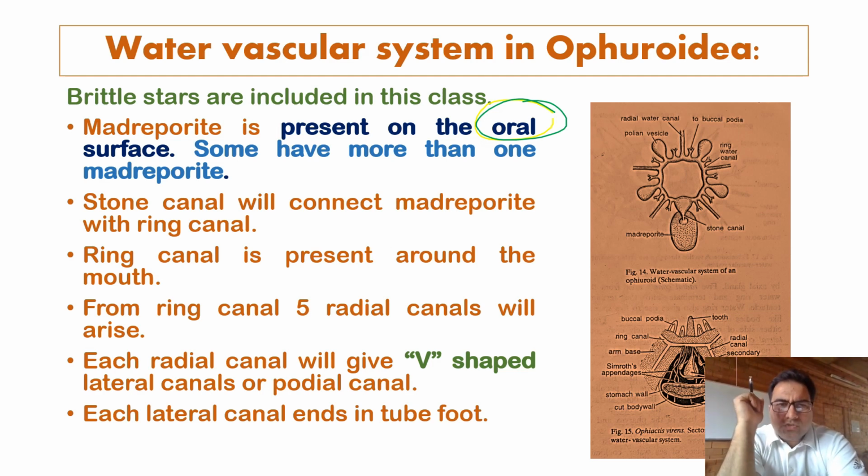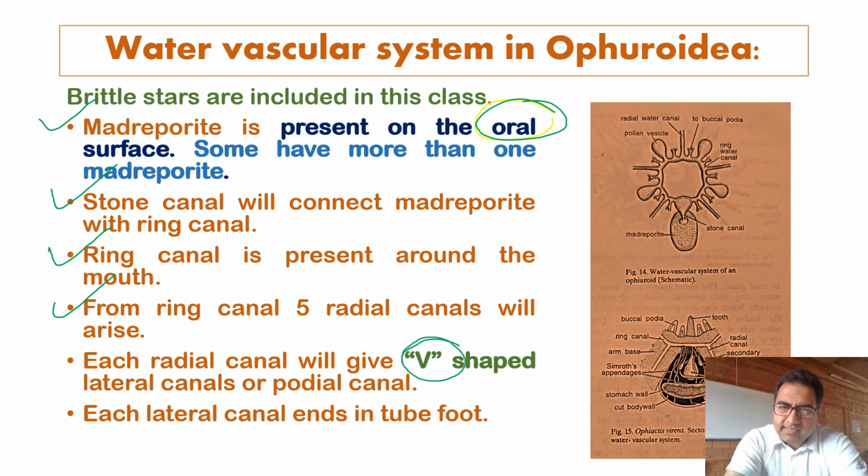So we do have the stone canal. It connects madreporite with the ring canal, same as in the case of Asterias. So the ring canal is present around the mouth. From the ring canal, the 5 radial canals arise. Each radial canal will give V-shaped lateral canals or the podial canals. So here in this very case, the lateral canals are V-shaped, and each lateral canal ends into the tube feet.